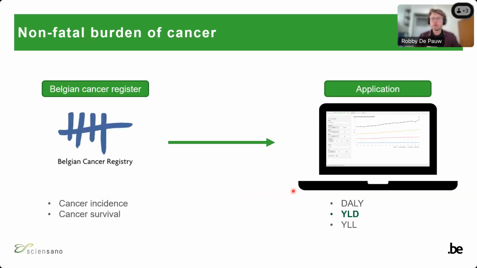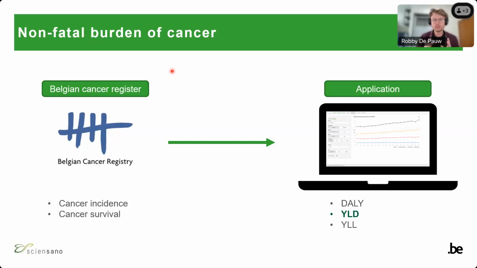So I will talk a bit about the general approach. So how do we estimate? I will focus also in the presentation on the non-fatal burden of cancer. We also have YLL estimates, but these will not be discussed in this presentation. So as already explained, we were able to use the data that is available from the Belgian Cancer Register, and they have information on cancer incidence and also information on cancer survival.